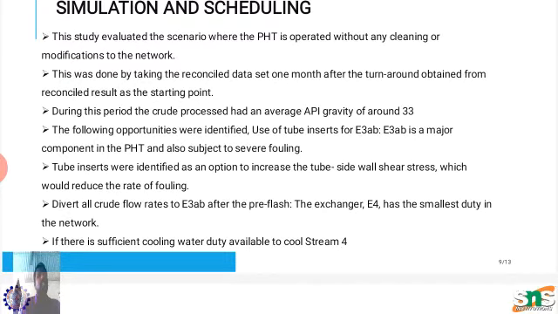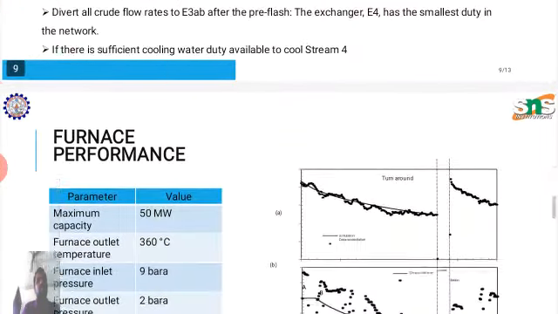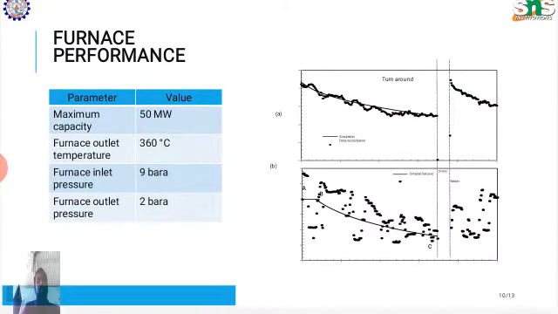At the start, the furnace is operating under its maximum duty. Hence, with the decrease in PHT thermal efficiency, the solid line in the following figure shows the energy. Next, going to the furnace performance, the parameters and values are given. The maximum capacity is 50 MW. The furnace outlet temperature is 360 degrees Celsius.